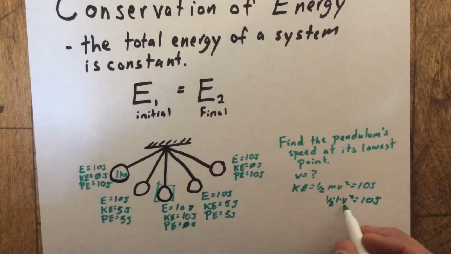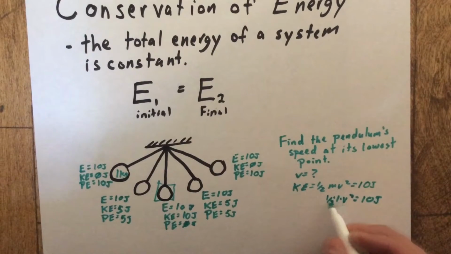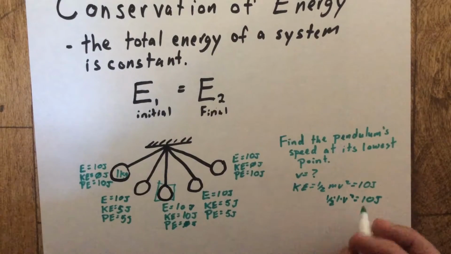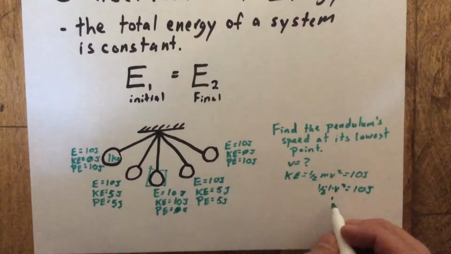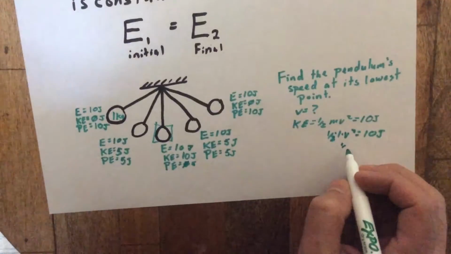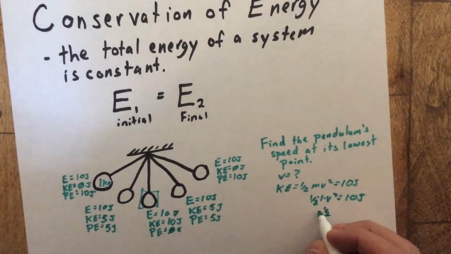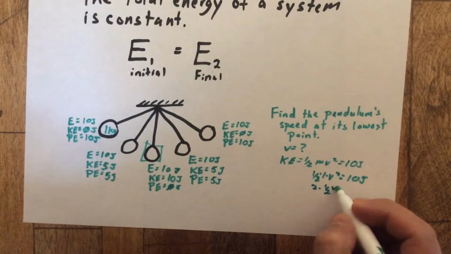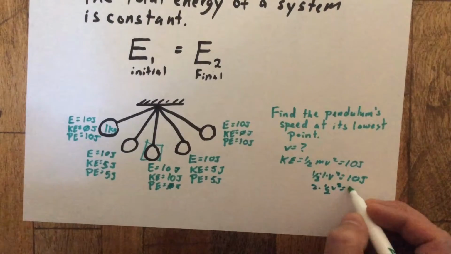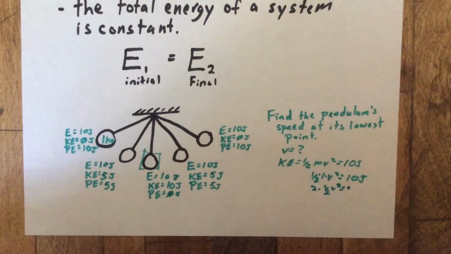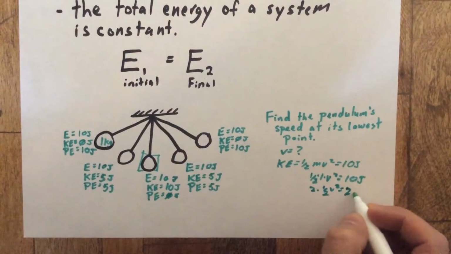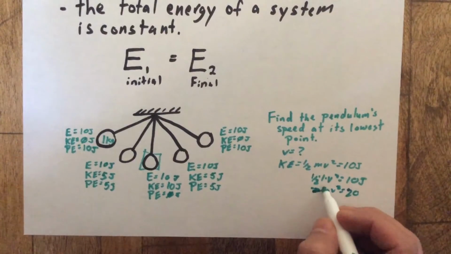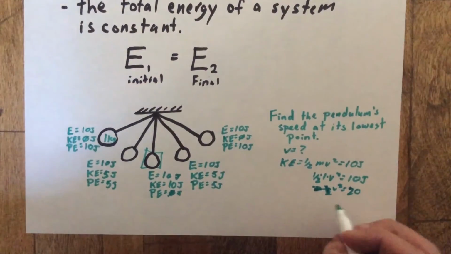So we want to get v by itself. To get v by itself, we're going to multiply a half by 1 and get a half. Then we've got to get rid of the half on this side. So to get rid of a half, I'm going to multiply by 2. So 2 times a half is 1. I've still got my v squared, and that's going to be equal to 2 times 10, which is 20. So the 2 times the half goes away. I get v squared is equal to 20.